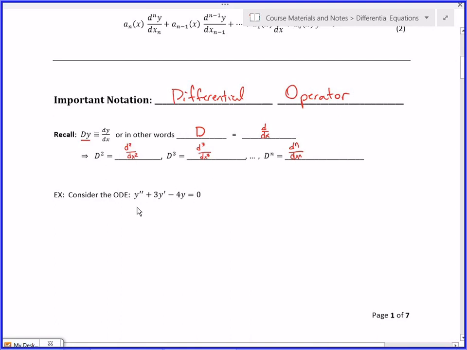One of the main reasons we do that is because it helps us recognize what would essentially be a quadratic operator when we rewrite this in differential operator notation. So the second derivative is the same thing as D squared y. Then we'd have plus 3, the first derivative is Dy, and then minus 4y equals 0. Okay? So these two things are equivalent, right?